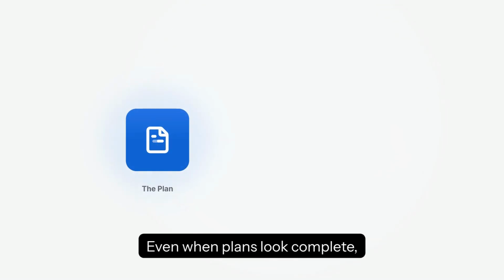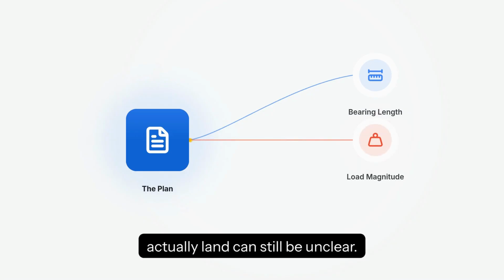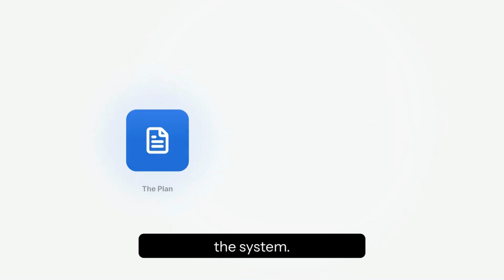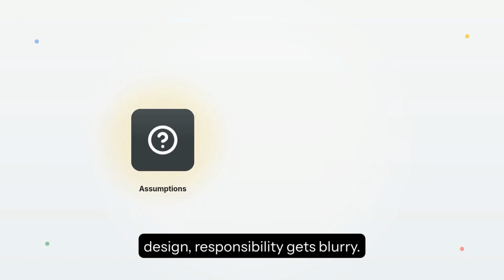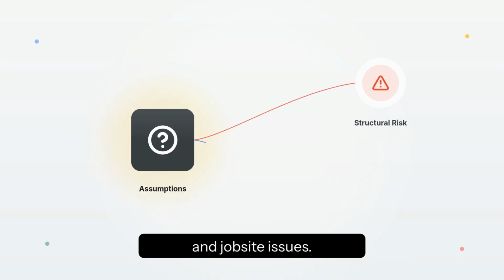Even when plans look complete, key details like bearing length, load magnitude, and where loads actually land can still be unclear if the stick framing is not clearly defined on the plans, showing material sizes, anticipated bearing locations, and how loads are transferred through the system. Once assumptions enter the design, responsibility gets blurry. And blurry responsibility is exactly what drives structural risk and job site issues.